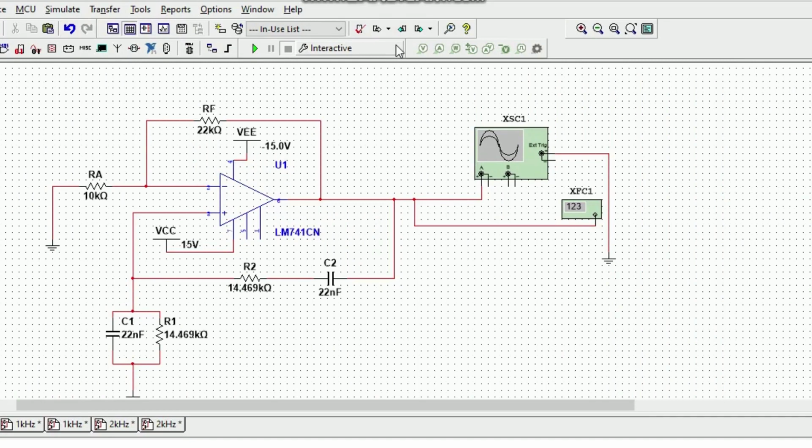So in this lab session 1, we are going to design Wien bridge oscillators with different frequencies. In this design 1, the value of resistors R1 and R2 used is 14.469 kilo ohm and the capacitor value is 22 nanofarad. And let's check the output waveform.